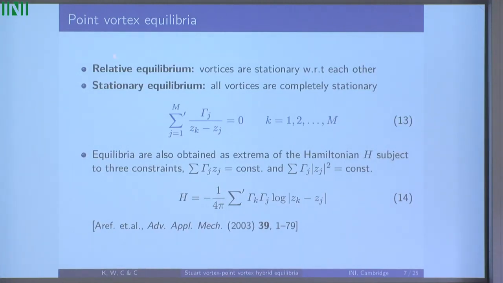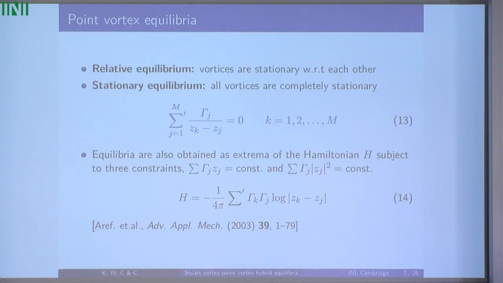We are interested in point vortex equilibria. A relative equilibrium configuration is where the vortices are stationary with respect to each other, but they can be translating or rotating as a whole. But our attention in this talk will be focused on stationary equilibrium, when they're all completely stationary. So none of the vortices is moving, therefore you have this relation to be satisfied by each vortex.